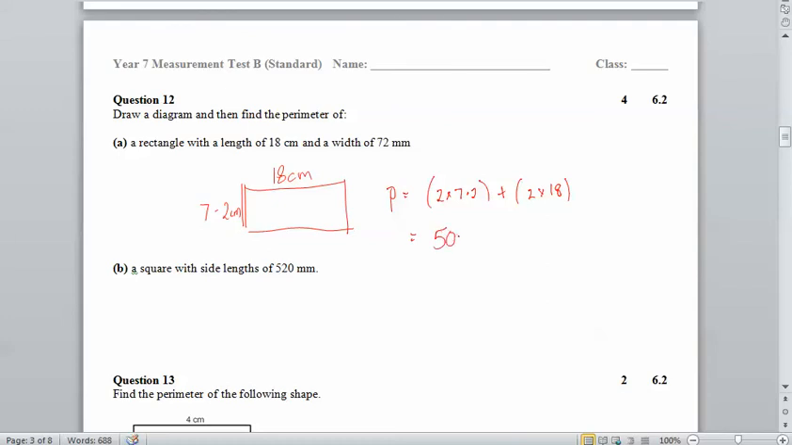No. Centimetres. Perimeter is length. Hands up if you got that right. I'd expect a few more of you to get that one right. 54 centimetres.